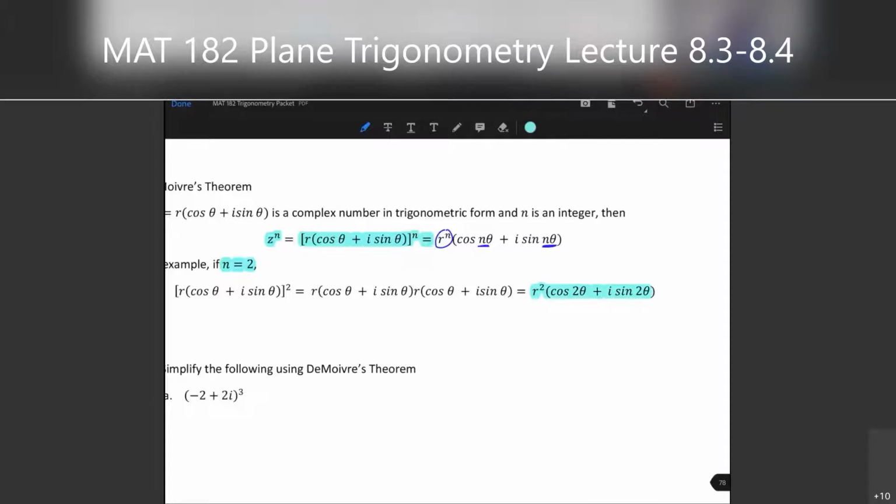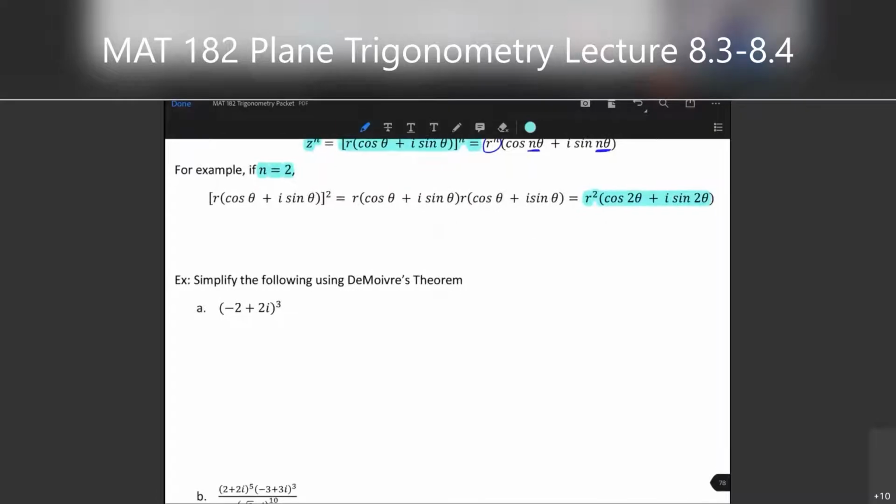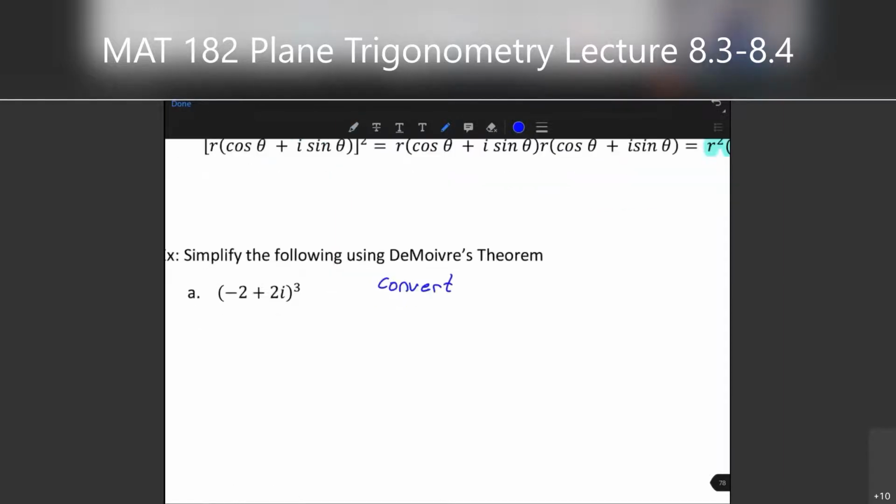So let's consider how we would go about working with this theorem with a single example, and then we'll look at that complex example down in part B, maybe after the break. So the first thing we need to do is actually get this complex number into trigonometric form. So we first need to convert this. We're going to try to convert this complex number.